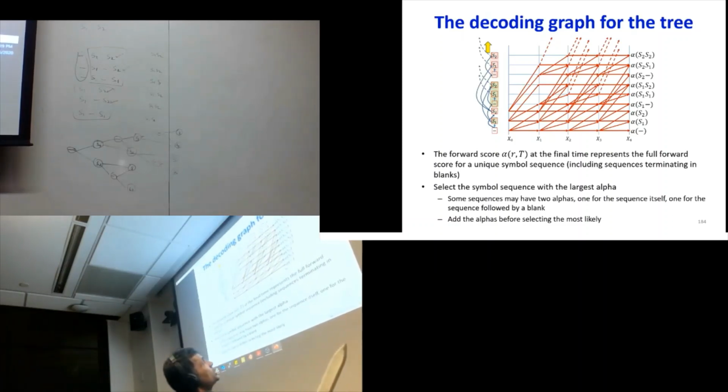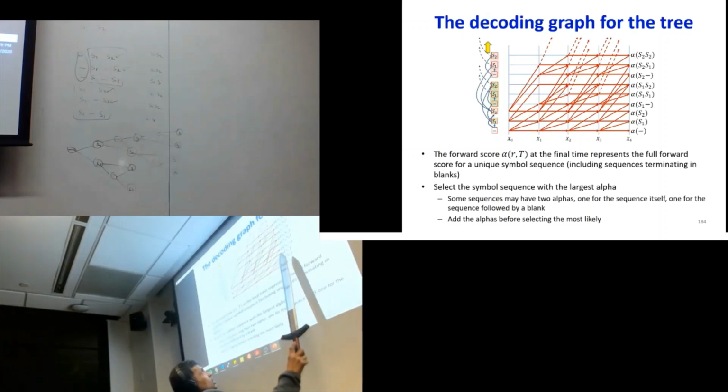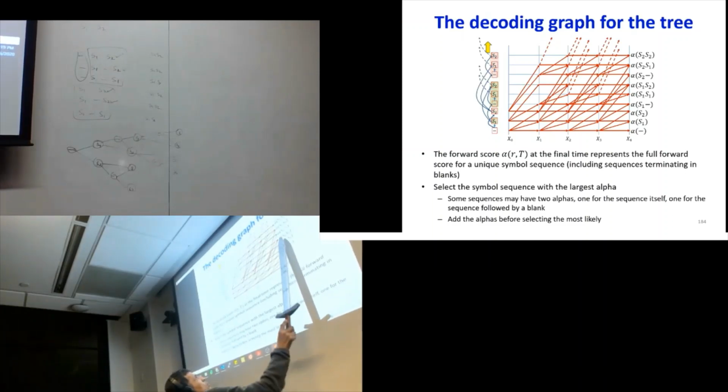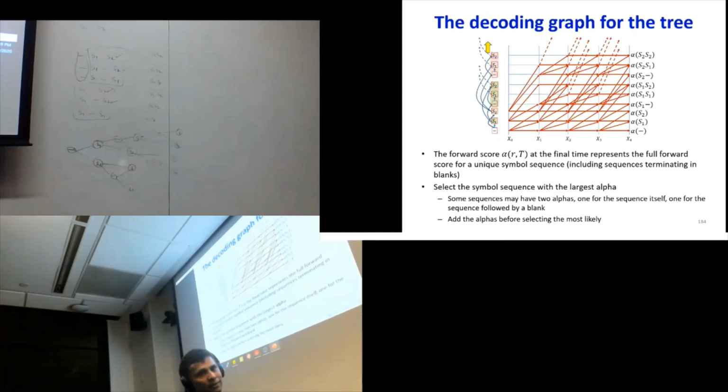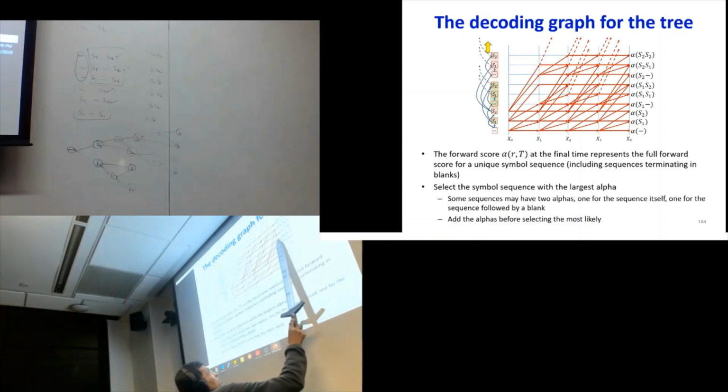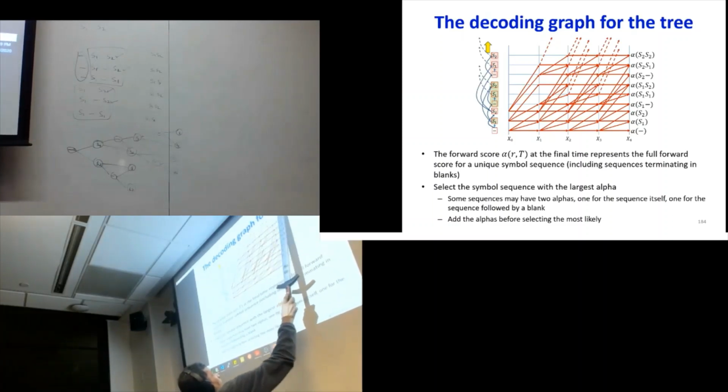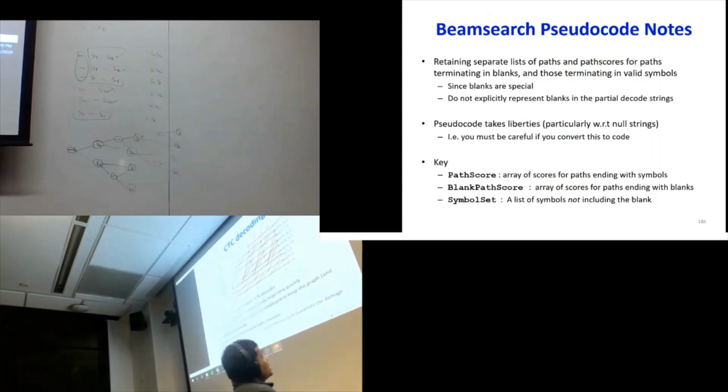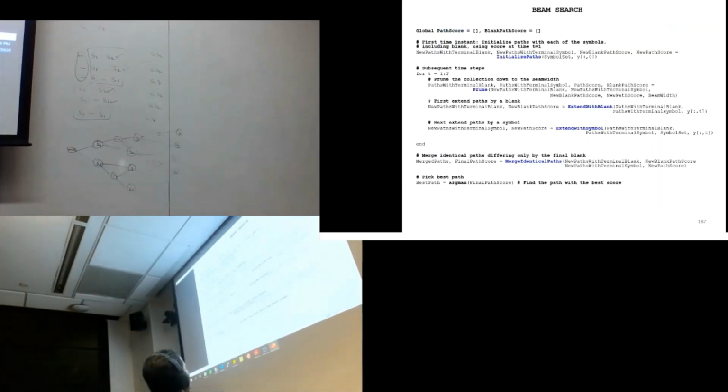So also if you want to compute the alpha for the symbol sequence S2, you must sum the alpha S2 and alpha S2 blank. If you want to compute the alpha score for S1, S2, you would be summing the alpha for S1, S2 and S1, S2 blank, which is not shown. So this merging is what we call the merge identical paths out here. Once you've gone through the entire graph and you've computed the alphas for all symbol sequences at the final time, you would merge all identical paths and then just pick the path which has the highest score.